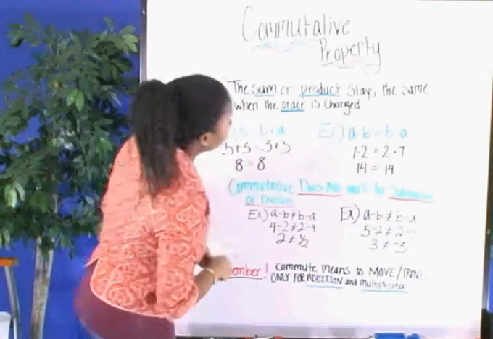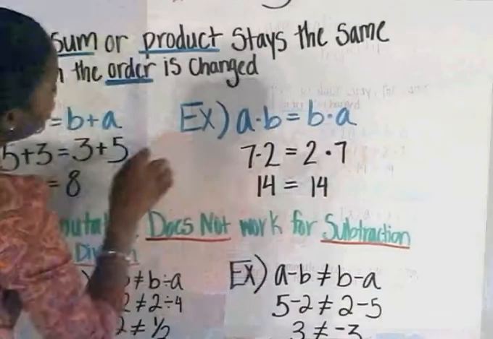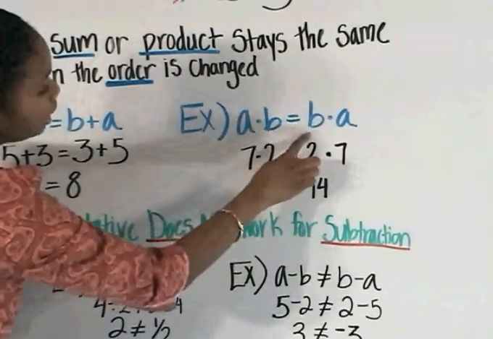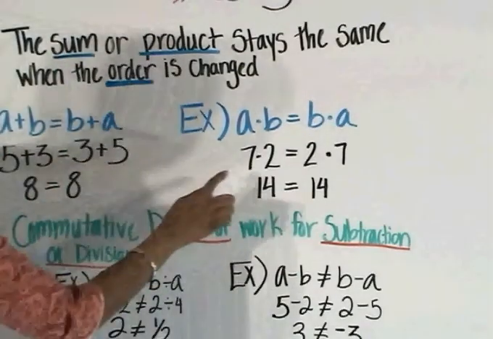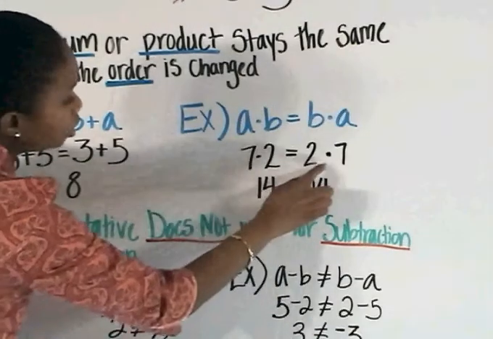Let's look at another one with multiplication. We have A times B equals, now remember, commutative property is when the order changes, B times A. So now we're going to try it with numbers. Is 7 times 2 equal to or the same as 2 times 7?